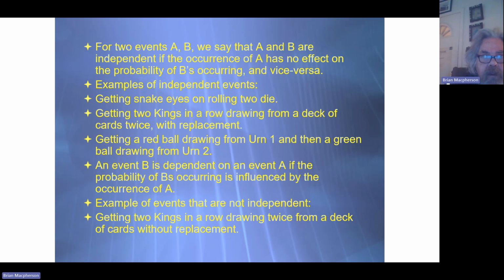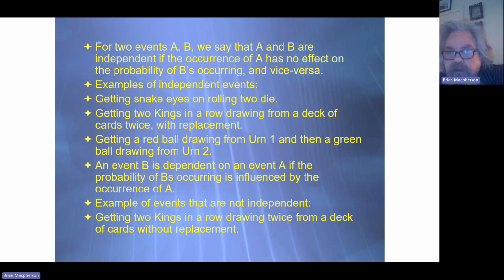So examples of independent events: getting snake eyes rolling 2 dice. Well, clearly, as long as the dice don't collide, the probability of the one is the same as the probability of the other, right? Again, I gave the example last week of buying lottery tickets. So I buy a lottery ticket this week, and I buy a lottery ticket for a separate draw next week, they have no effect on one another. Those are completely independent events, okay?